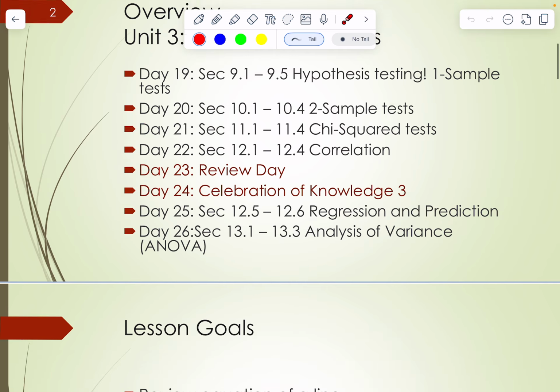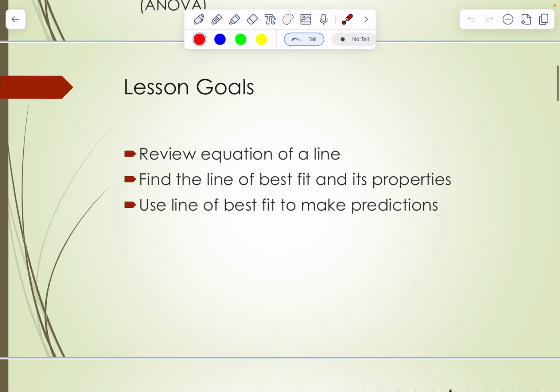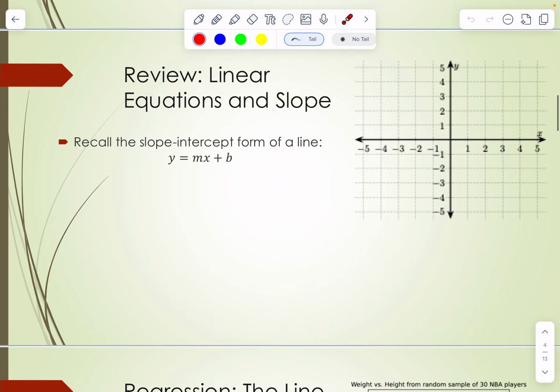Okay, the goals of this lesson are to review the equation of a line and to find the line of best fit and its properties, the line of best fit for data. Then we're going to use the line of best fit to make predictions.